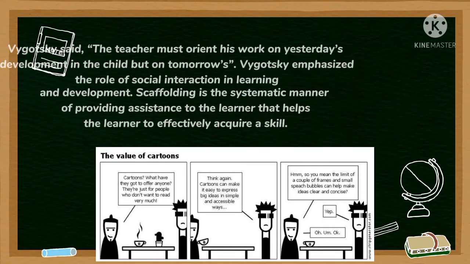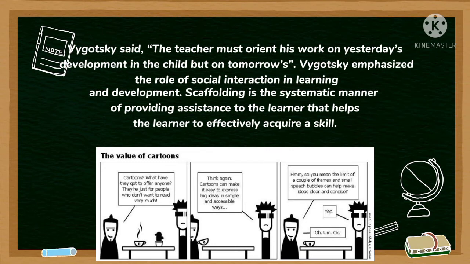Vygotsky said that the teacher must orient his work not on yesterday's development in the child but on tomorrow's. Vygotsky emphasized the role of social interaction in learning and development. Scaffolding is the systematic manner of providing assistance to the learner that helps the learner to effectively acquire a skill. Vygotsky has this social development theory.